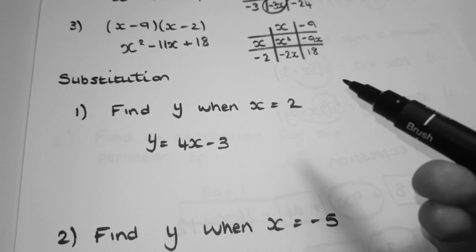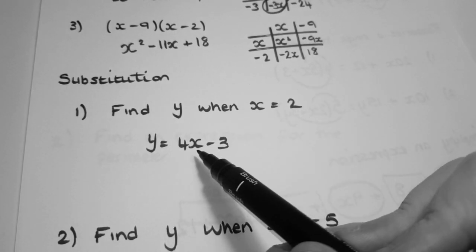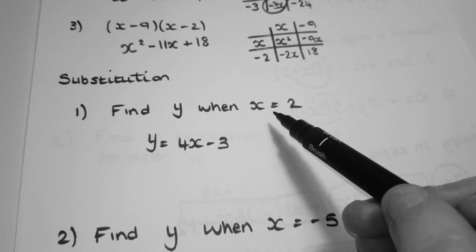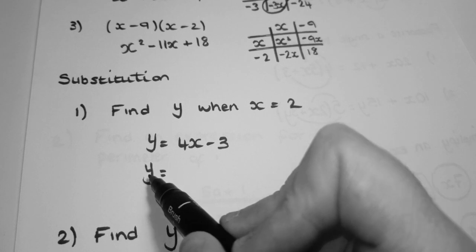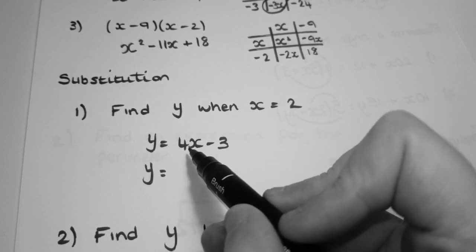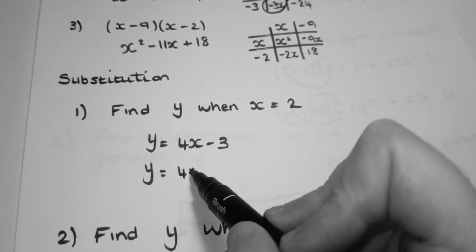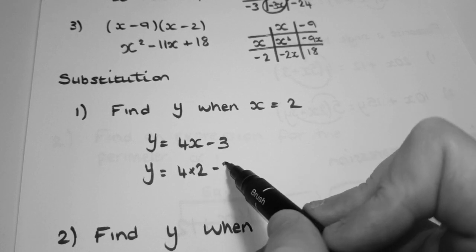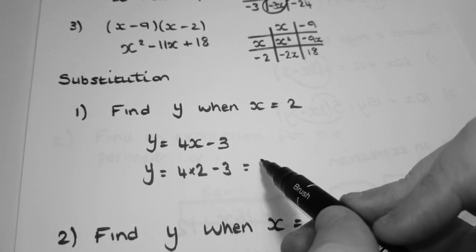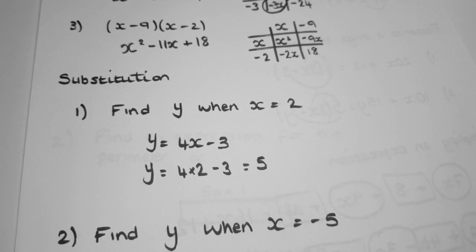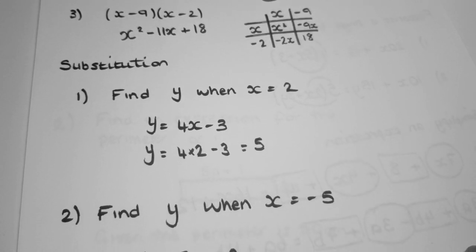Substitution ones. All you're doing is replacing x with whatever value you've got. So if I want to find y, well, I'm obviously looking for y, so that's going to stay as it is. Instead of 4x, it's going to be 4 times 2, and then we take away 3. Following BIDMAS, 4 times 2 gives me 8. 8 take away 3 gives me 5. That's it. My y value is 5.